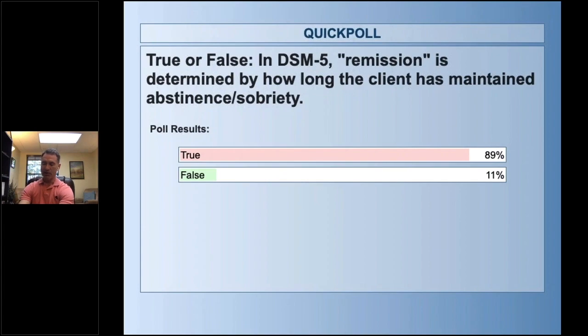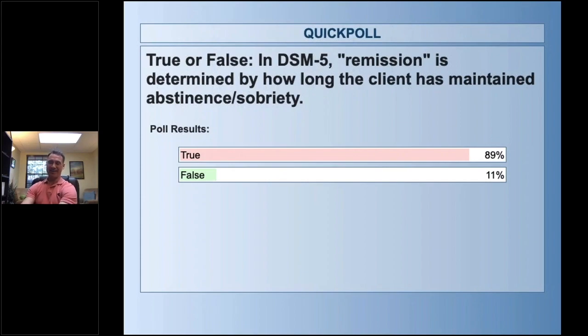Now, I get that in the recovery environment, in the recovery culture, we're very big on when did the person last use, but technically the DSM doesn't look at it that way. The question is, when were any of those 11 symptoms last experienced? So hypothetically, for example, if a client in January 2018 met the diagnostic criteria for mild alcohol use disorder, but going into 2019, they're still drinking, but they're not experiencing any of those 11 symptoms, then technically they're in remission even though they're still drinking.